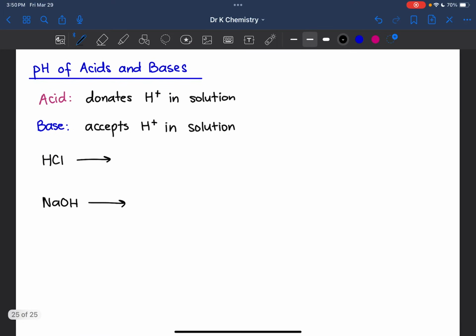In this experiment, we're going to explore the pH of acids and bases. So we need to start off by defining what an acid and a base are. An acid is going to be a substance that donates hydrogen ions when it is in a solution, whereas a base is going to accept those hydrogen ions in solution.